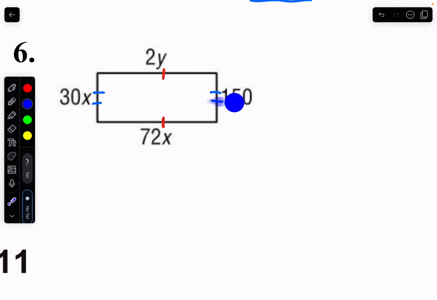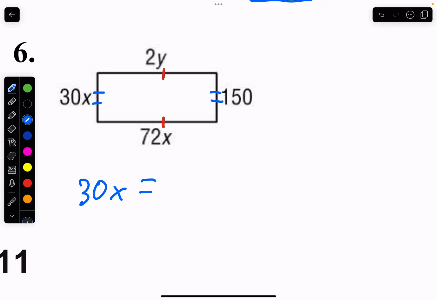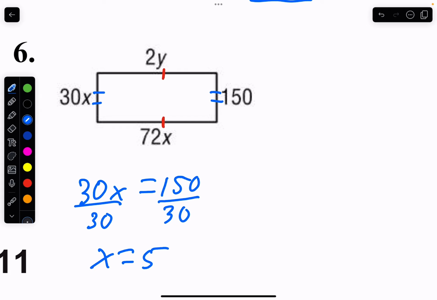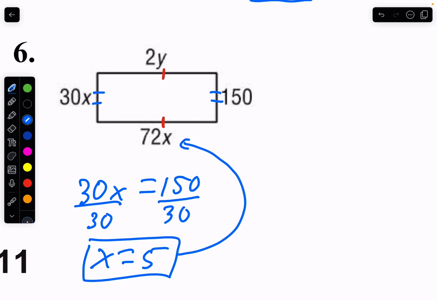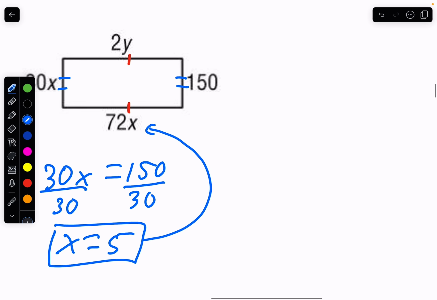However, on the blue, you see over here, these two sides are congruent to each other, so we can write an equation right now, and we can say, you know what, 30x equals 150. Let's divide by 30. X equals 5. Okay. So now that I know what x is, I can plug it right there, and now I can solve for the red, knowing now what that side is.